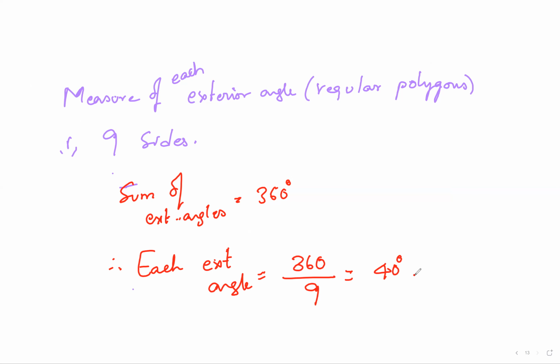So you can find it for 15 sides, which is given in the textbook. And this concept can also be asked as how many sides. He is asking for the number of sides. How many sides does a regular polygon have if the measure of each exterior angle is 24? So each exterior angle is equal to 24.